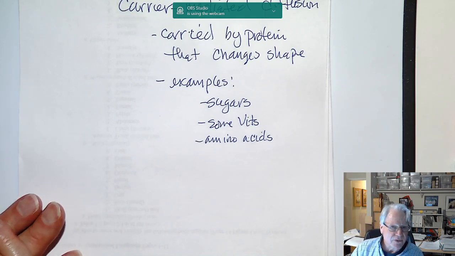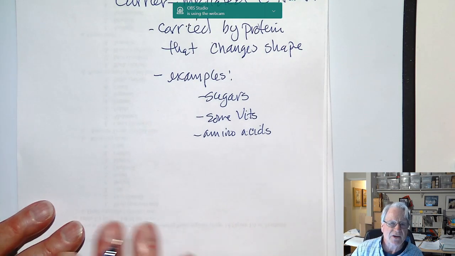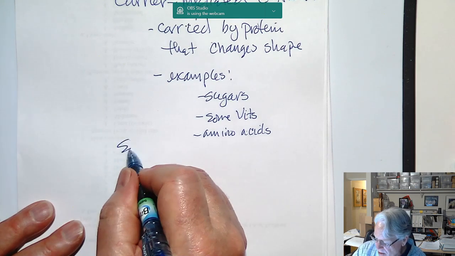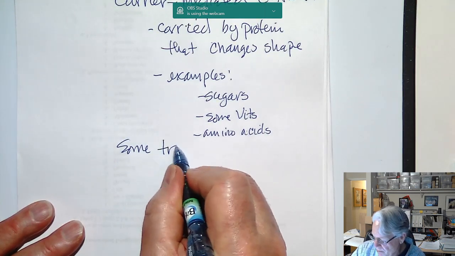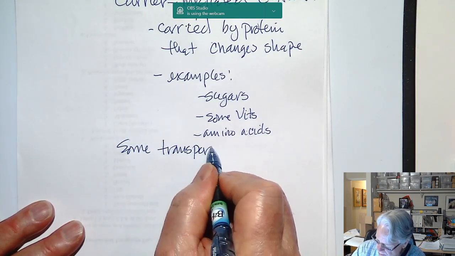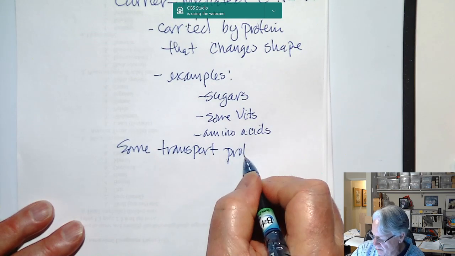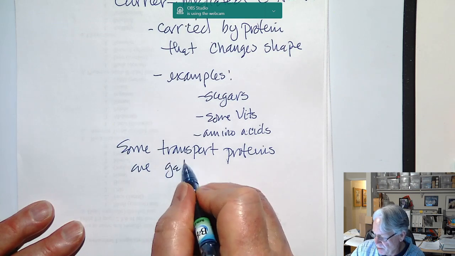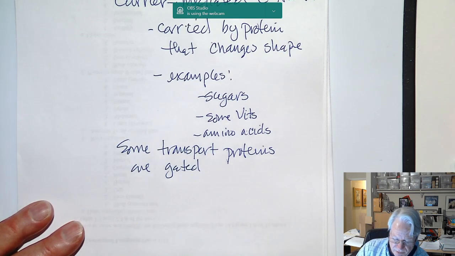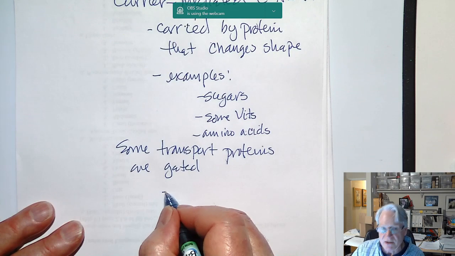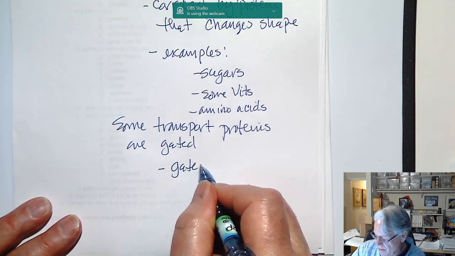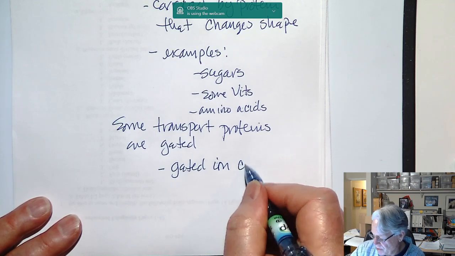Now, there is a little bit of a wrinkle here with carrier-mediated facilitated diffusion, in that some transport proteins are gated. And we have to talk about that a little bit. Generally, though not all of them, what we're talking about are gated ion channels.